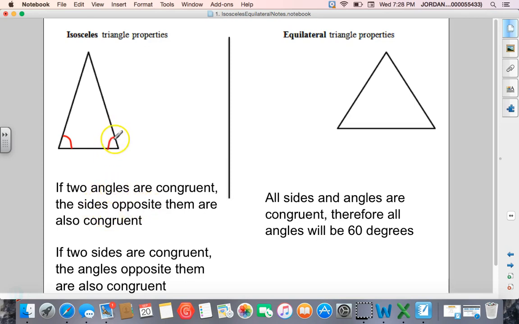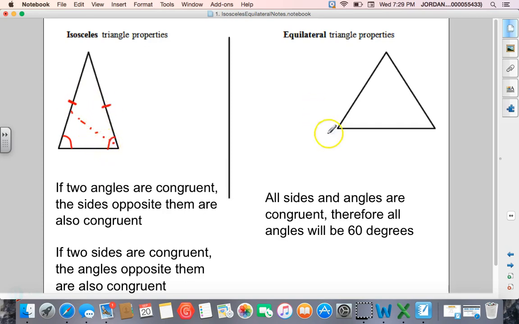Now the side opposite this angle is the side of the triangle that does not make this angle. As you can see, this side makes the angle and this side makes the angle. So the side opposite is this one over here, the one that does not make that angle. You can almost think of it as if you drew a line straight out from here, the side that it runs into is going to be the opposite side. So right here, the side that does not touch this angle is this side. These two little tick marks mean that these sides are congruent, which is what we know. Since the two angles are congruent, the sides opposite them are also congruent. So we know that these two sides are congruent.